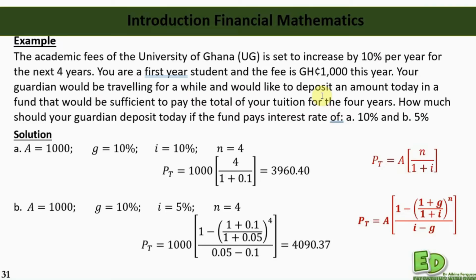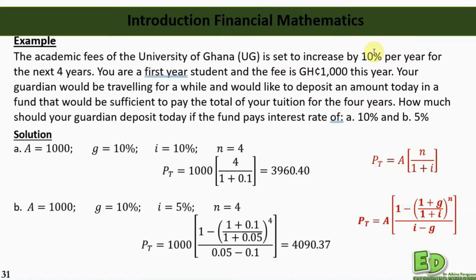If it pays an interest rate of A, 10%, and B, 5%. Looking at the question over here, your ward wants to deposit, so that is for the 4 years, an annuity of an equal amount of what? 1,000 throughout the 4 years. And it is increased by, so this is the growth rate.